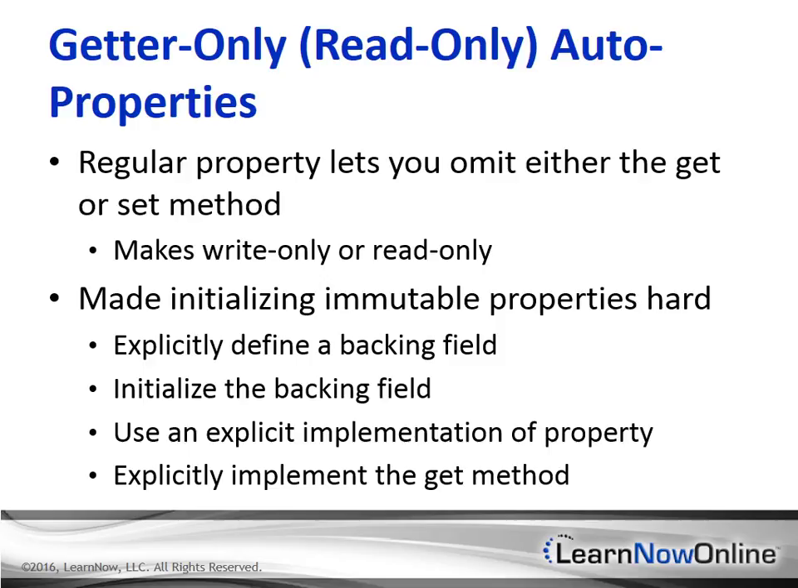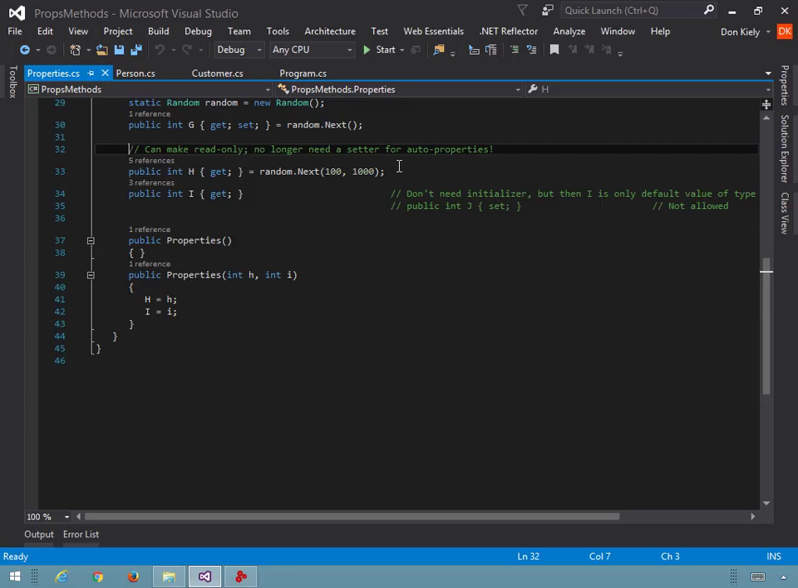So the ability to initialize auto properties has a nice side effect. You can now create read-only auto properties. And here's some code that shows how that works. All you need to do is just omit the set accessor and initialize the property with a value. So I just have the getter, so it's read-only, and I have the initializer, and I initialize it here to yet another random number, in this case between 1 and 1,000.